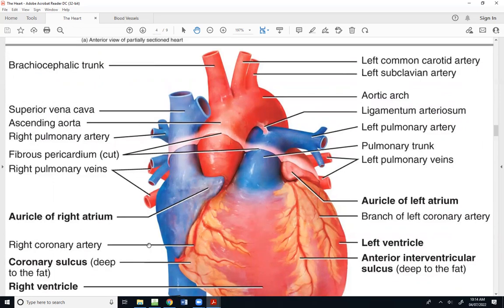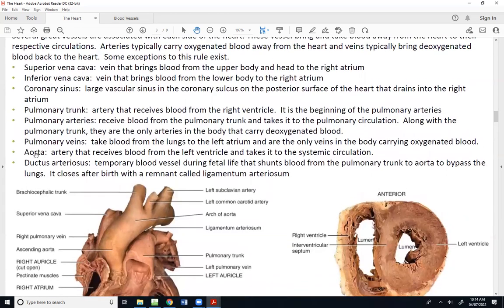The last major blood vessel is the aorta, which is the artery that receives blood from the left ventricle and takes it to the systemic circulation. This is what feeds essentially us from the top of our head down to the tips of our toes. So it is very big, think of it like the size of a garden hose. It is a big, big blood vessel, and you can see there are many branches coming off of it directly. Some of them come off indirectly.